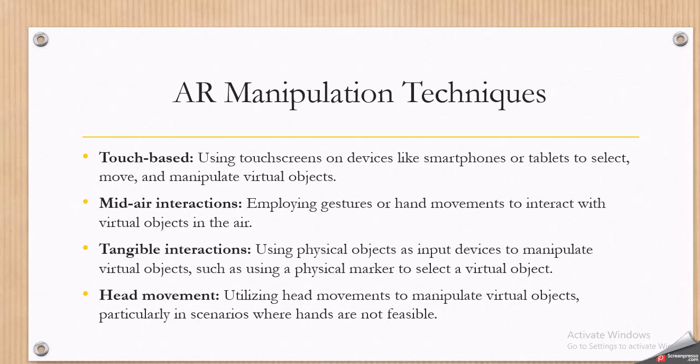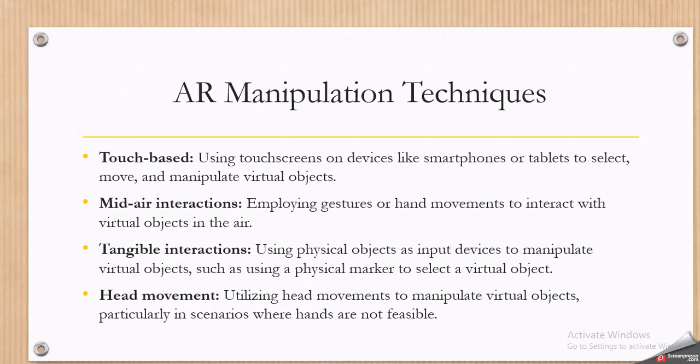First we are going to discuss the augmented reality manipulation techniques. The first one is touch based. This is obvious, everybody knows it. Using touchscreens on devices like smartphones or tablets to select, move and manipulate virtual objects. On a smartphone, whether you want to use Gmail, WhatsApp, Facebook, or any other app, we touch it, we open it, we select photos, upload videos, download documents, PDFs, etc. Everything is based on touch. That is the touch-based technique.